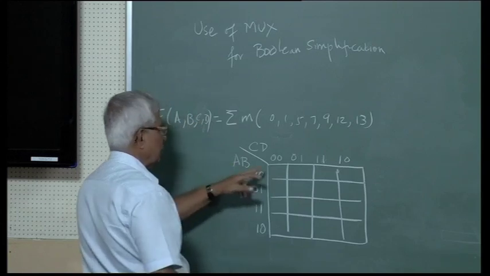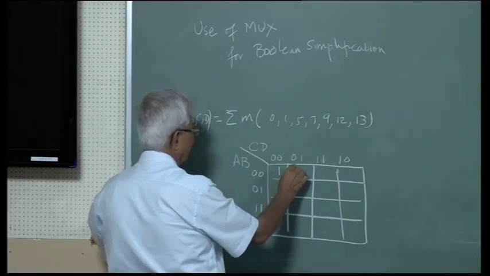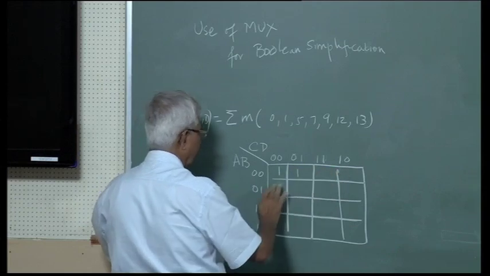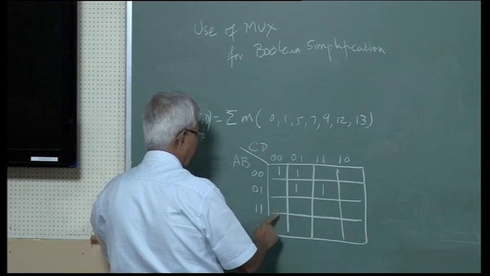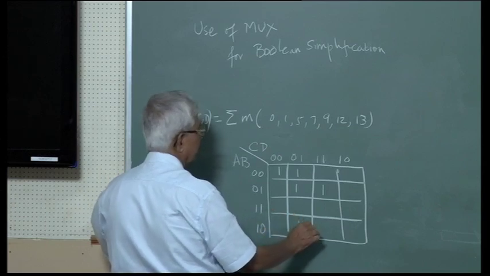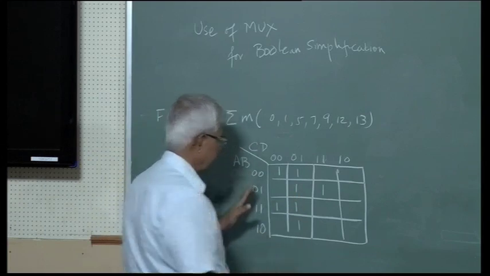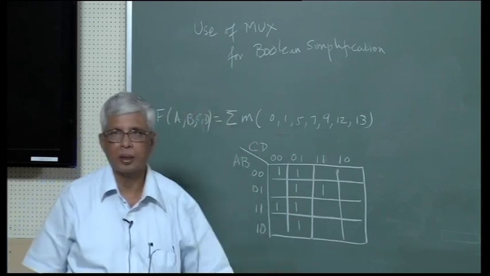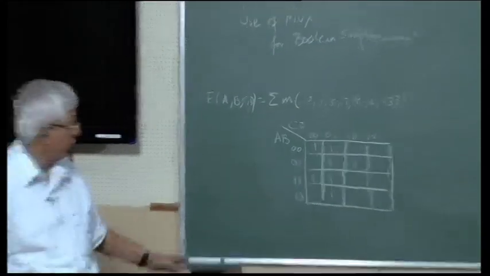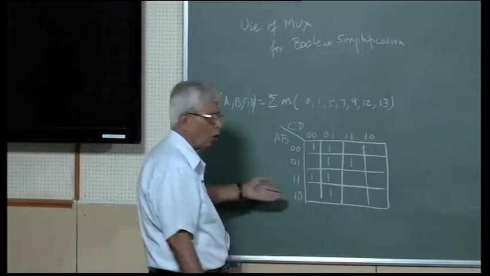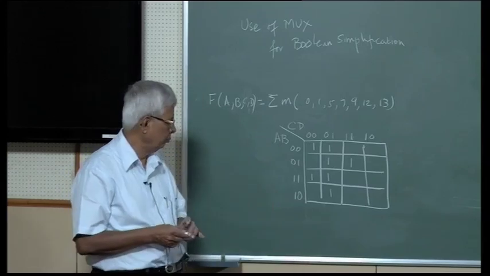Now what are the minterms present? 0 is present, 1 is present, 2, 3, 4, 5 is present, 6, 7 is present, 8, 9 is present, 10, 11, 12, 13. These are the minterms present. This is the mapping of the minterms of this function onto the 4 variable Karnaugh map.